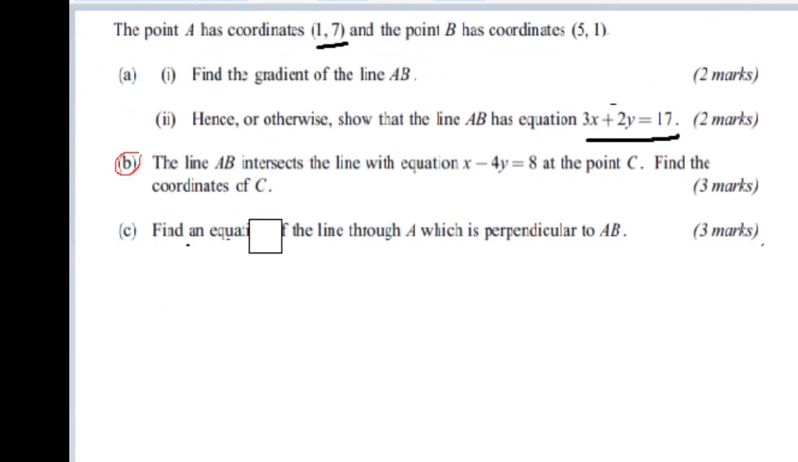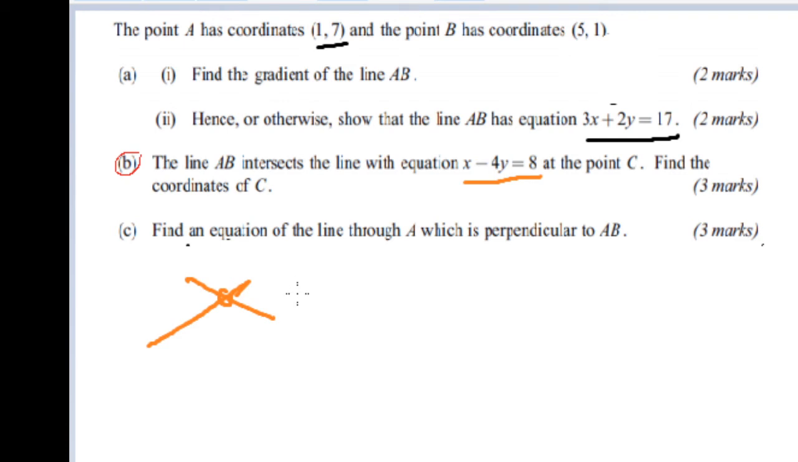Part B says the line AB intersects the line with equation, okay, there's another line which has this equation, at the point C. Find the coordinates of C. It means they are saying that the line AB is here, let's suppose, I'm just supposing it. If line AB is here and the other line is here, both the lines are intersecting each other at this point, so this point is required. This point is called the point of intersection.